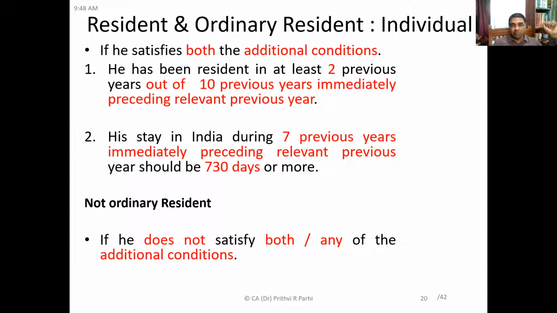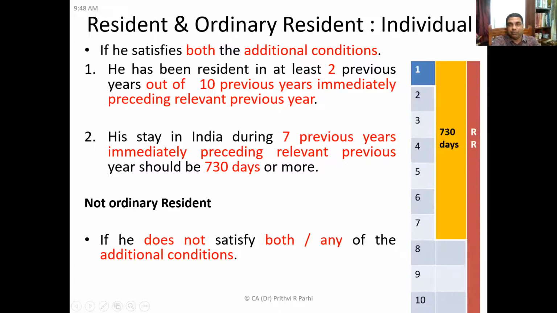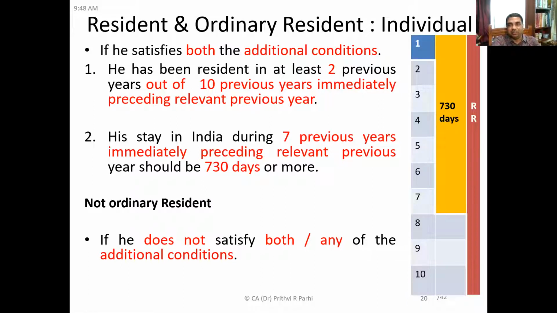So, in order to classify a resident as resident and ordinary resident, both the additional conditions need to be satisfied. Okay, so you have to exclude the relevant previous year. Beyond that, you have to see 10 preceding previous years, and in at least two preceding previous years, any two, maybe first year, last year, maybe fourth year and eighth year, it doesn't matter. Any two previous years, he should be resident.